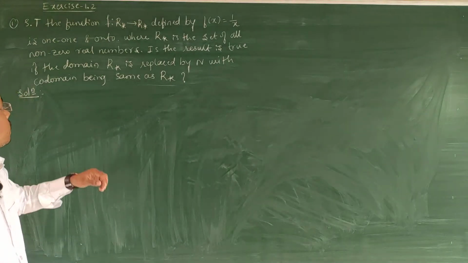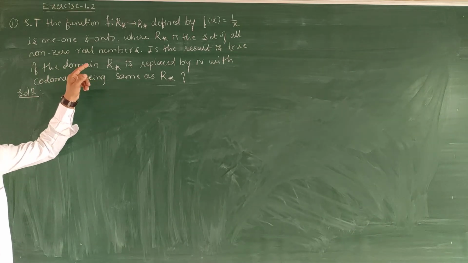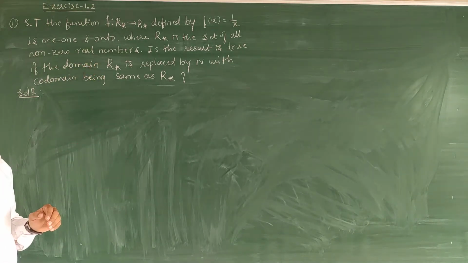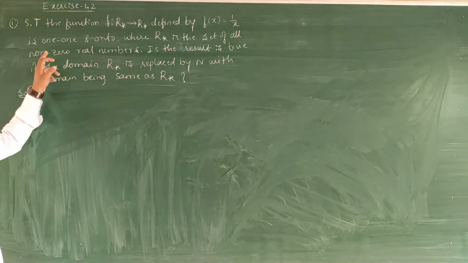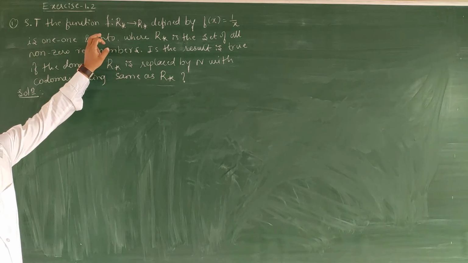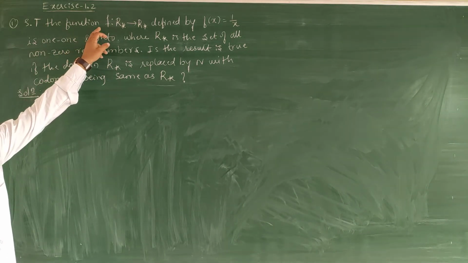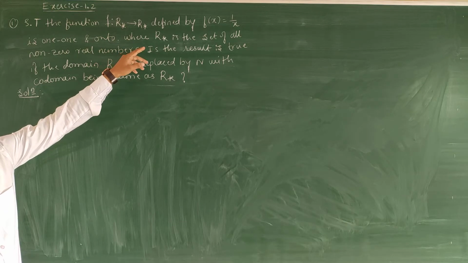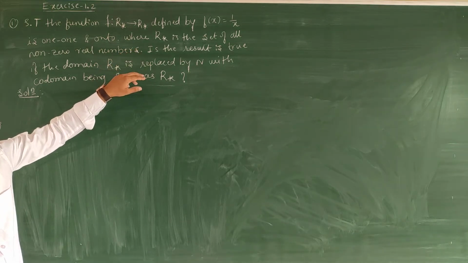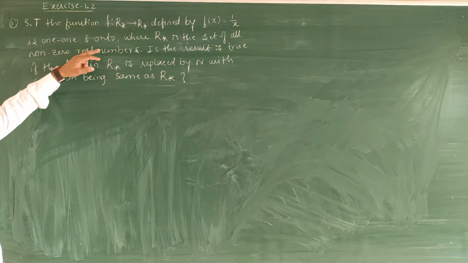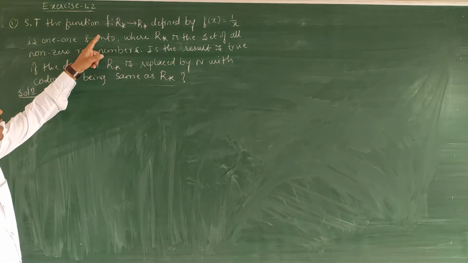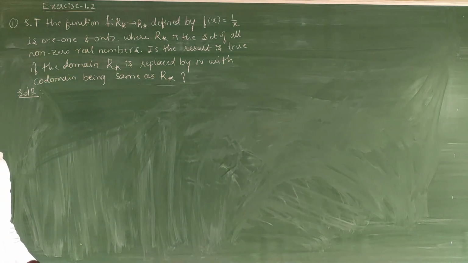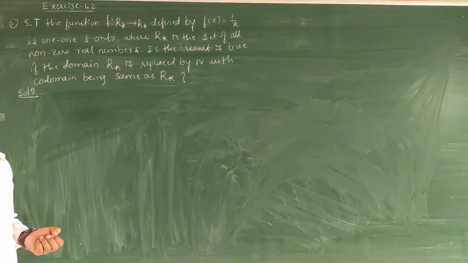See the first question: show that the function f from R star to R star defined by f of x equal to 1 by x is one-one and onto, where R star is the set of all non-zero real numbers. So R star means the set of all non-zero real numbers, excluding zero from the real number set.